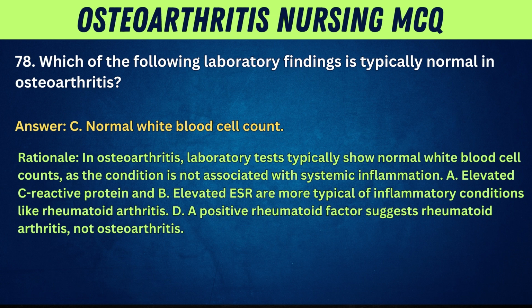Rationale: in osteoarthritis, laboratory tests typically show normal white blood cell counts, as the condition is not associated with systemic inflammation. A. Elevated C-reactive protein and B. Elevated ESR are more typical of inflammatory conditions like rheumatoid arthritis. D. A positive rheumatoid factor suggests rheumatoid arthritis, not osteoarthritis.